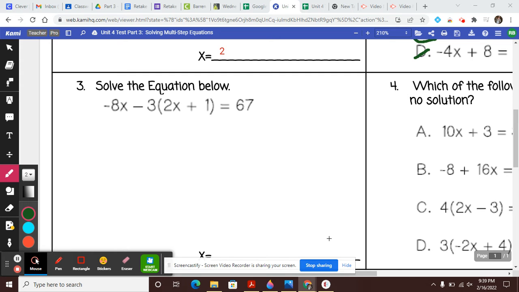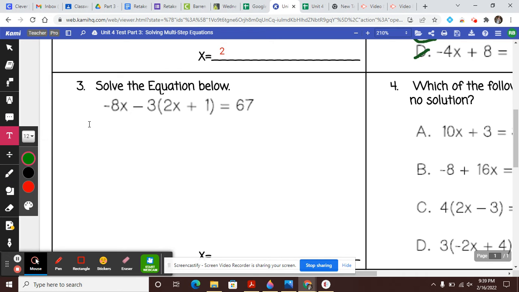All right, this is another solve the equation. So what we're going to do, we're going to follow our steps. First thing we need to look at is if we distribute, and if we see parentheses, that's what we're going to do. So we do distribute here because I see that we have parentheses next to that -3. So here's what we'll do.